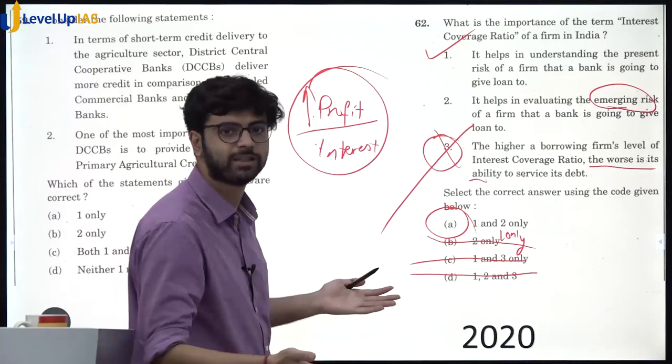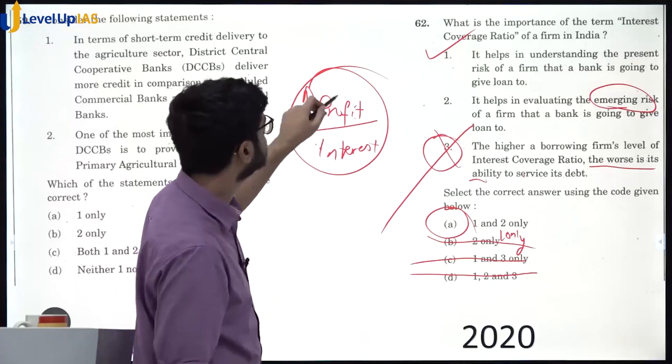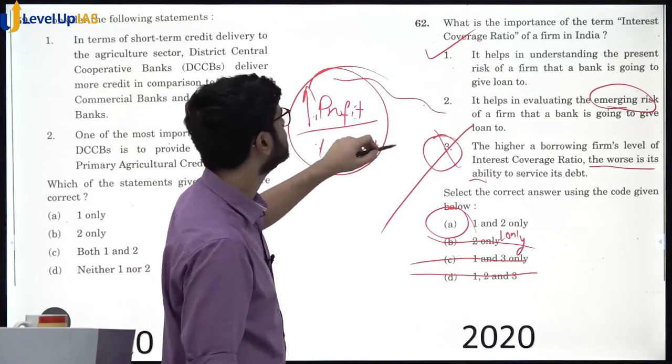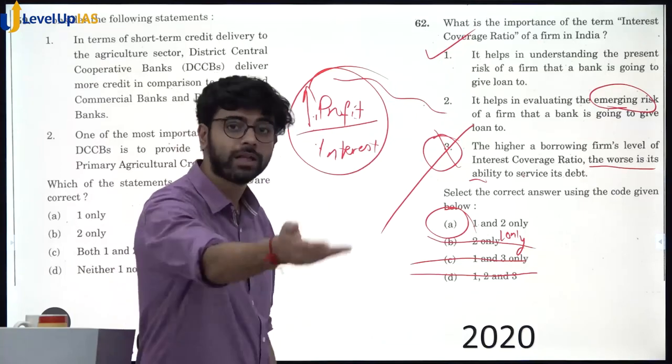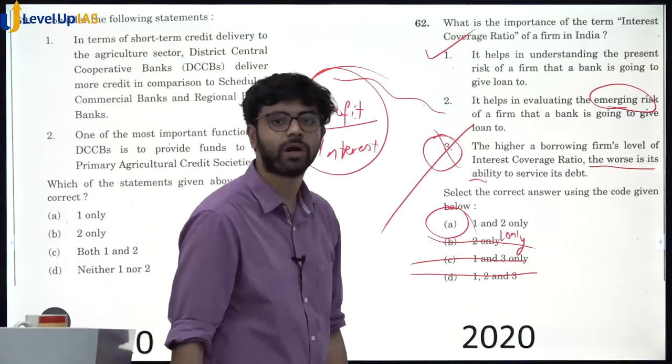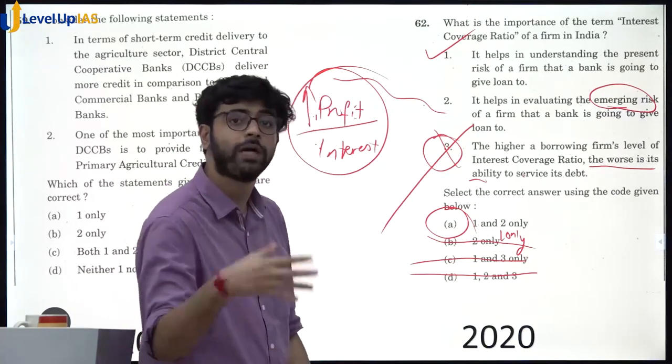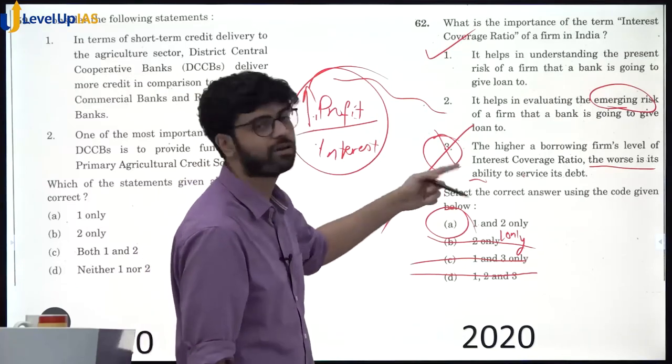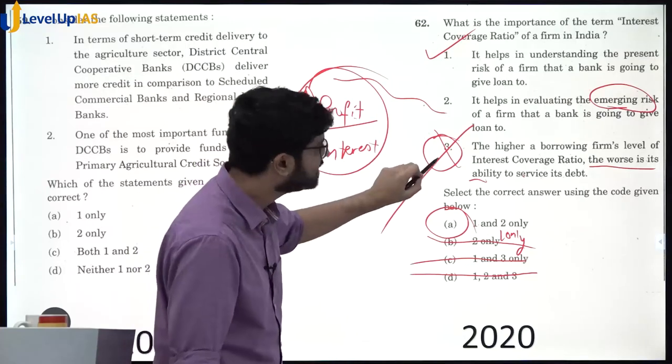You will cover last 5 years mein kitna has been his profit. So if you see that profit is reducing, which means his ratio is increasing or going to increase in the future. So emerging risk also you will come to know. So 1 and 2. But without knowing 2 also you can solve this question very easily. I hope this is very clear.